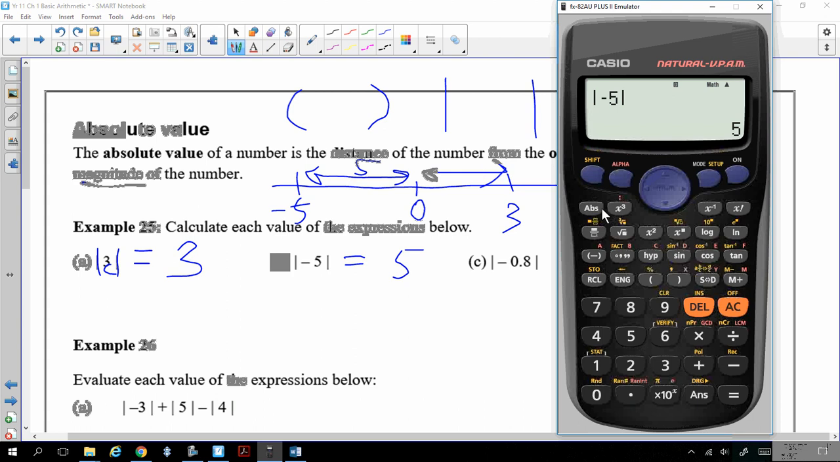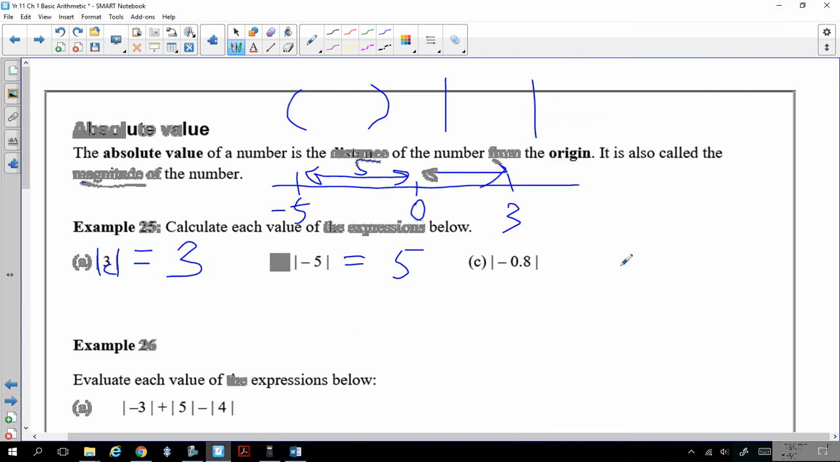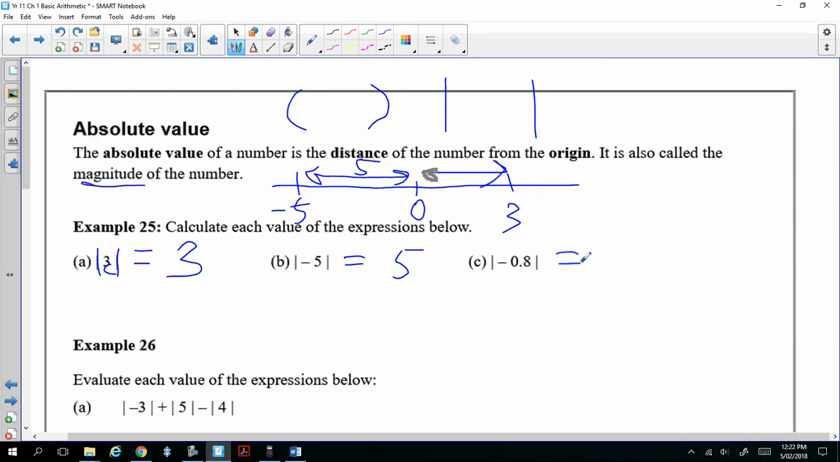Okay. All right, now C. Next one. Absolute value -0.8. All you have to do is just change the negative to positive. You don't even need to draw a number line. So negative becomes positive, positive stays as positive. Now we can do this question. Again, you can do it on a calculator or you can do it by hand.